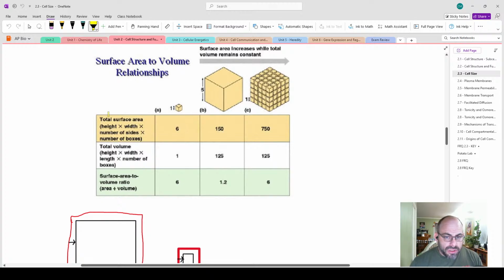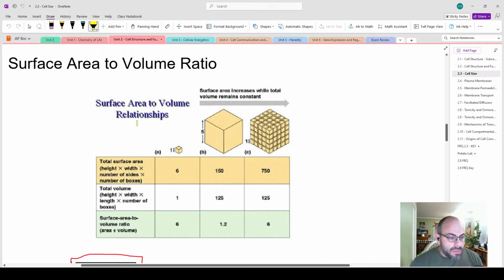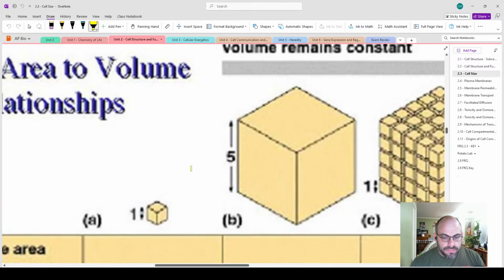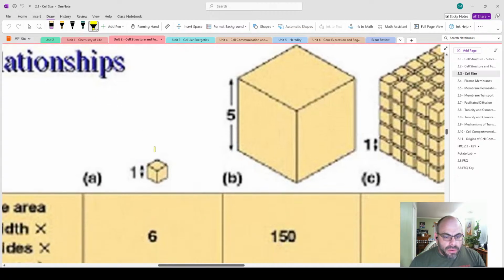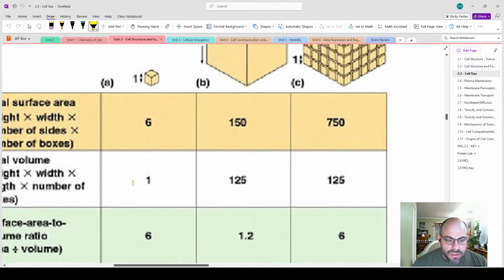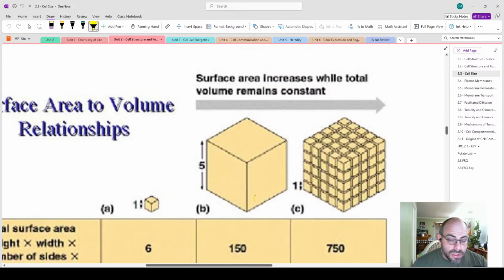Cells with a higher surface area to volume ratio are more efficient. Why is that? So let's just look at these two cells right here. Here we have a cell that has a side of 1, so it has a surface area of 6. Why a surface area of 6? Because each side is 1 by 1, and there are 6 sides. It has a volume of 1, 1 times 1 times 1, length times width times height. So a surface area to volume ratio of 6 to 1, or just 6.